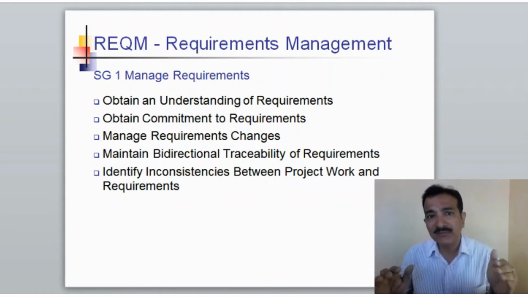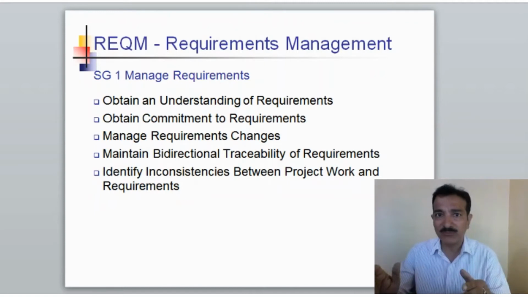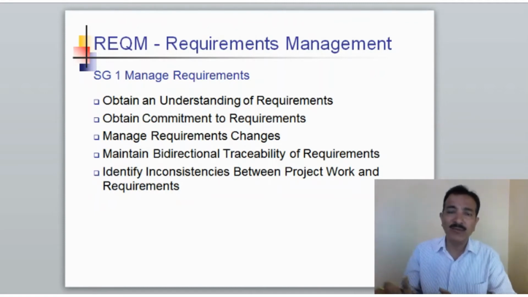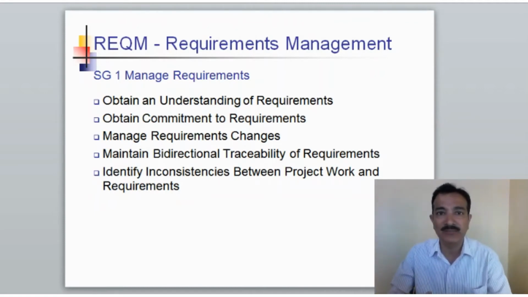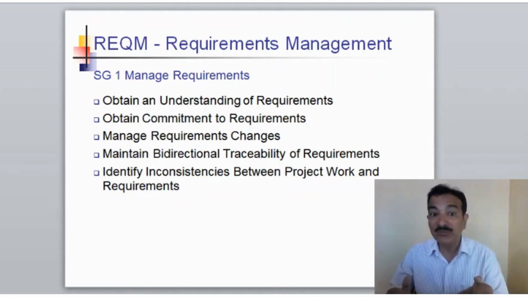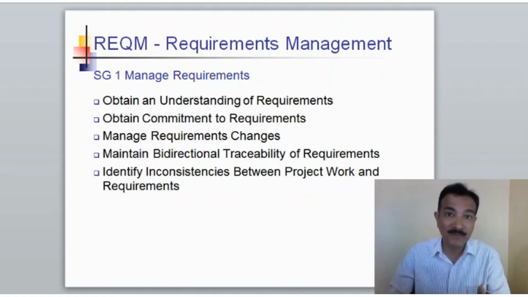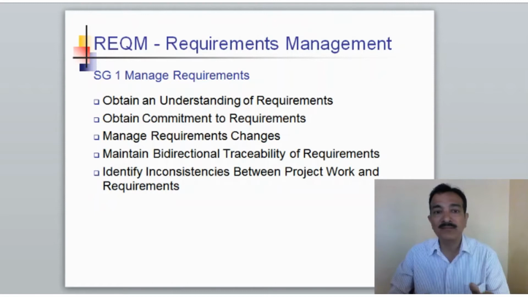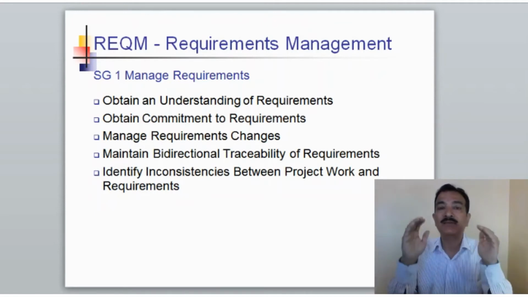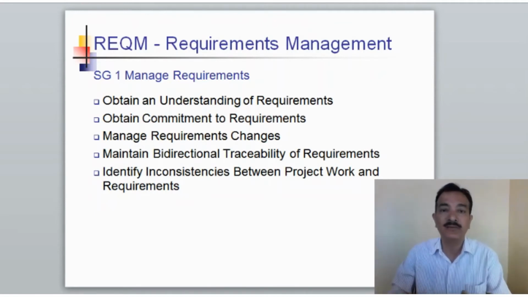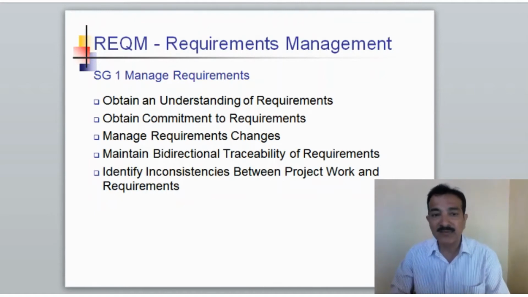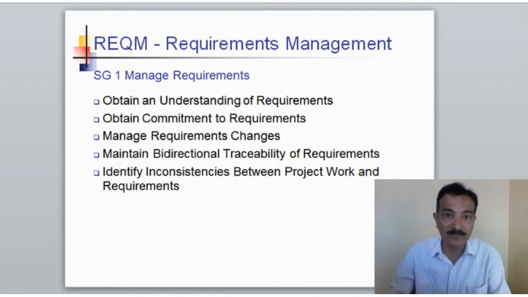Once this has been listed out, you would want the team to actually do this particular work. So you assign that particular work to a particular member of the team basically. And then you obtain a commitment from that team member that he has understood the requirement and he is going to complete it. That is the second specific practice, obtain commitment to requirement. So you obtain the commitment to the requirement from the project team member.